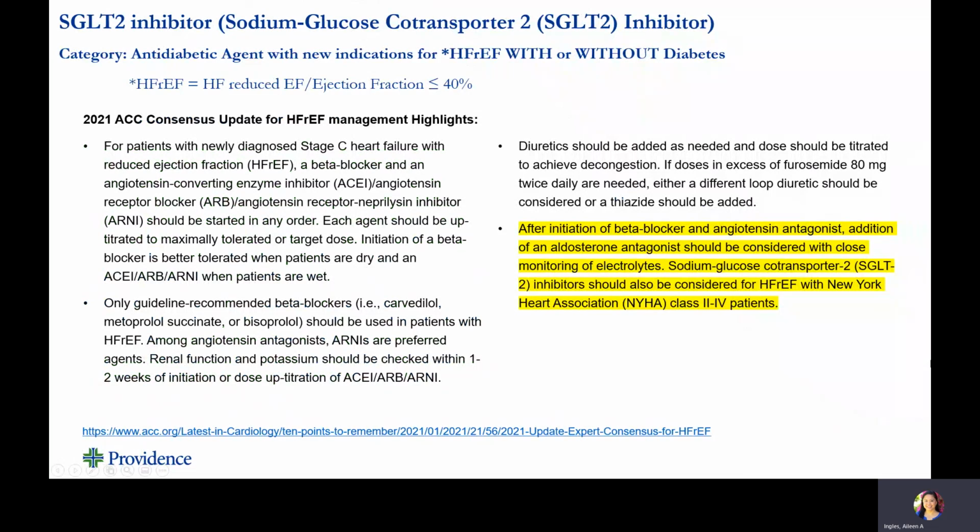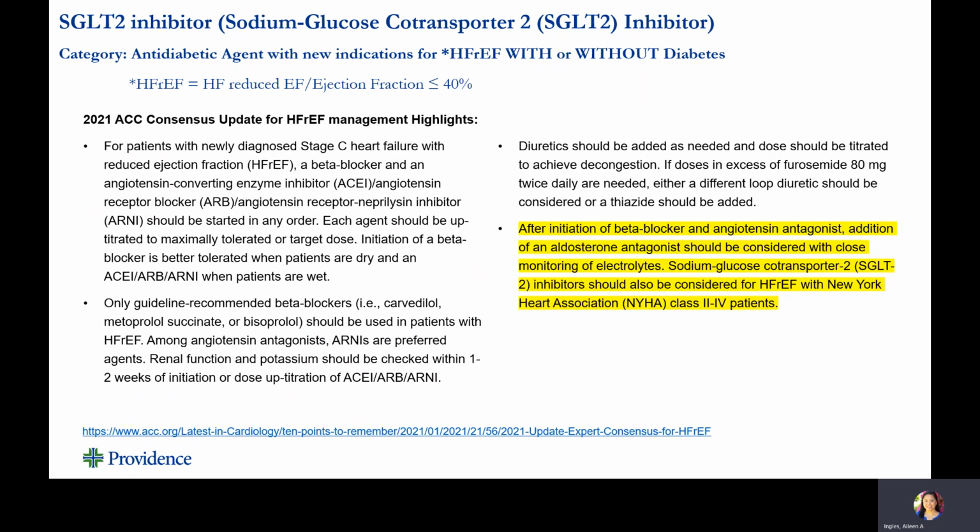So SGLT2 inhibitor stands for sodium glucose transporter 2 inhibitor. Primarily, this drug was used for diabetic patients, and over time, they've studied that the patients have also had benefits in heart failure patients with reduced ejection fraction of less than 40%.